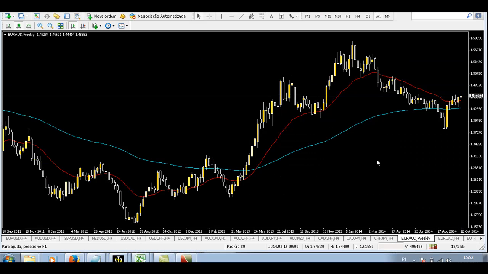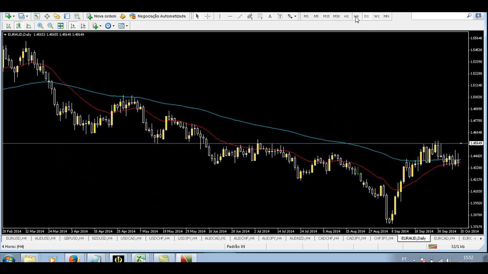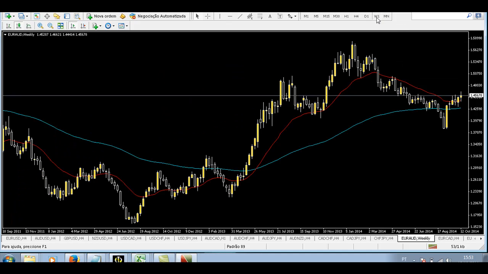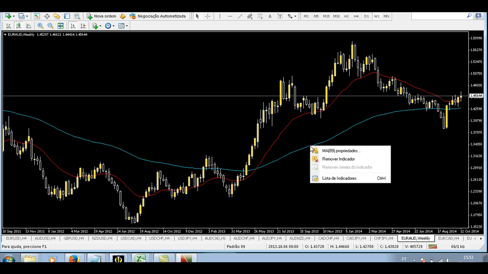The matter of today will be about a secret to identify a trend in the weekly graphic. We have the weekly graphic, daily graphic, and 4-hour graphic here. The currency pair we're working with here is EUR/AUD, and I'm going to use it as an example so you understand how to determine the trend. I'm going to show you an indicator that's really powerful.